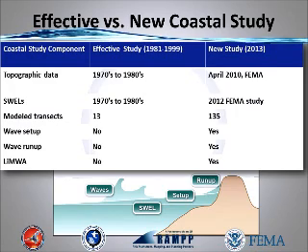Now, the difference between the effective maps, which were done upwards of 20, 30 years ago, and the new coastal flood study is the topographic data. The effective study used information from the 70s and 1980s. But the new information was based on LiDAR elevation data, which was collected by airplane shooting lasers down at the ground, measuring the return, and getting elevations at approximately 1 point per square meter throughout the entire region.